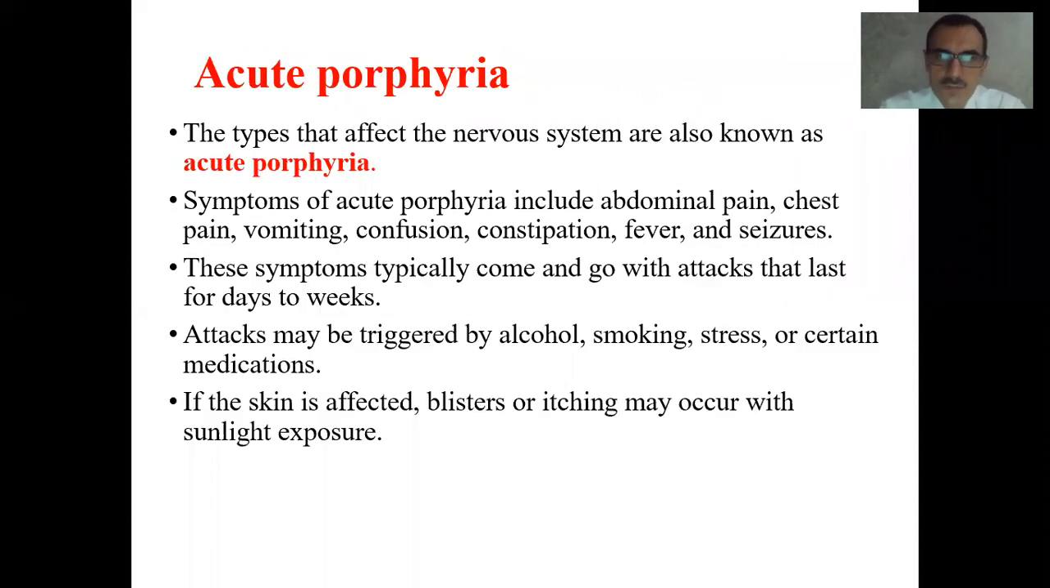The types of porphyria that affect the nervous system are also known as acute porphyria. Symptoms of acute porphyria include abdominal pain, chest pain, vomiting, confusion, constipation, fever, and seizures. These symptoms typically come and go with attacks that last 4 days to a week. Attacks may be triggered by alcohol, smoking, stress, or certain medications. If the skin is affected, blisters or itching may occur with sunlight exposure.